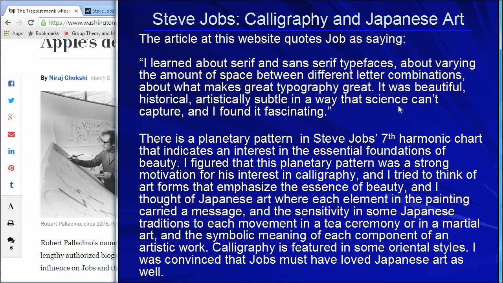I imagine that's probably true in the Japanese tea ceremonies. We don't see a lot of wasted movement, people jumping around, just doing anything. There seems to be a meaning and purpose behind everything. So this kind of minimalism and discovery of what causes beauty, what is the foundation of beauty, as I looked at Steve Jobs' seventh harmonic chart, I thought it's such a compulsive drive, it must inspire him to more than just calligraphy and probably Japanese art.